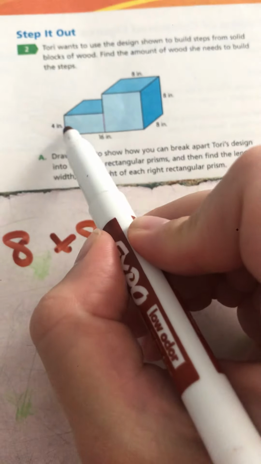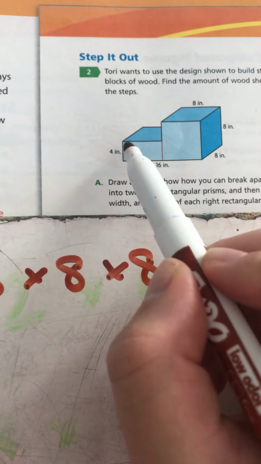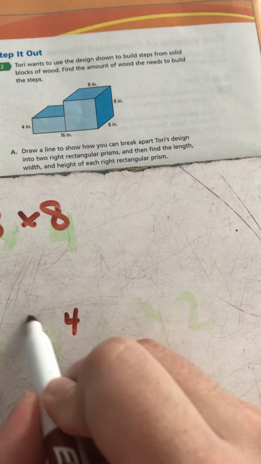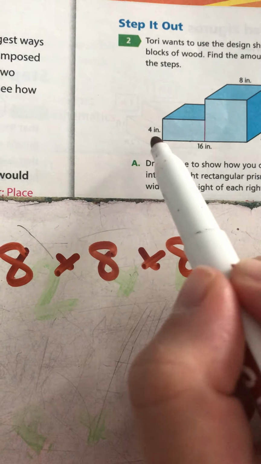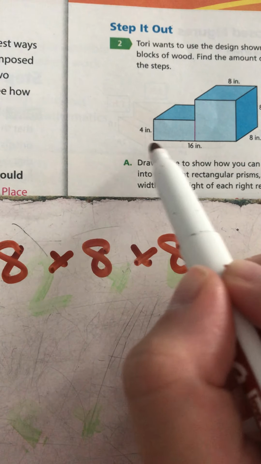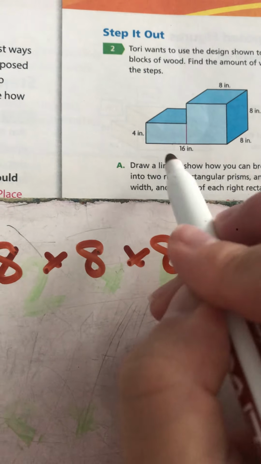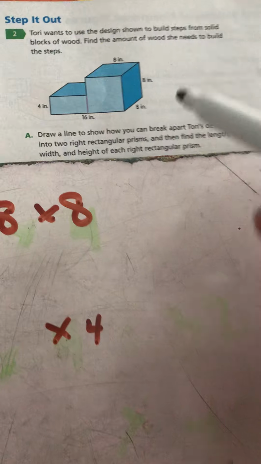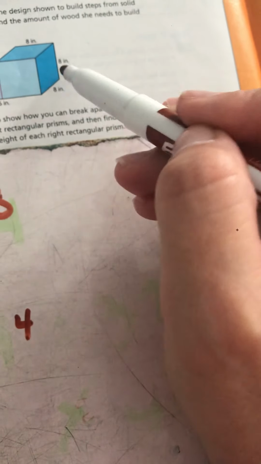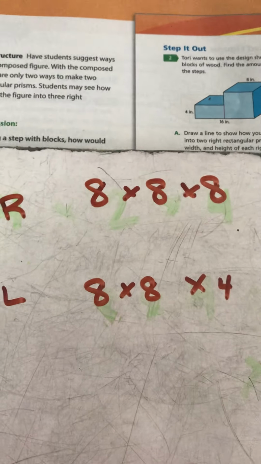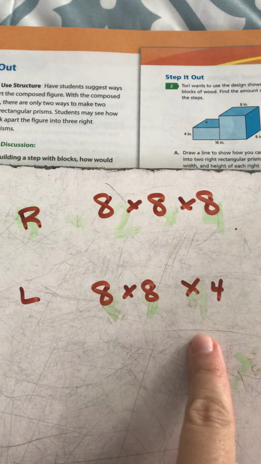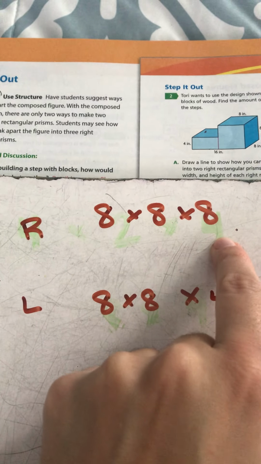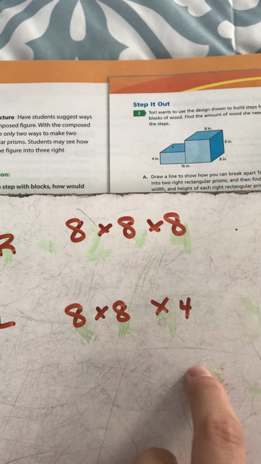And then let's try to find the left side. We know that the height is 4. And we know that the length is 8 because 16 split in half is 8 for you, 8 for me. Did the width change? No, it's the same width as this one, so it's also 8. So the second one, the left right rectangular prism, is an 8 by 8 by 4. So we have our volume equation for the right side and for the left side.